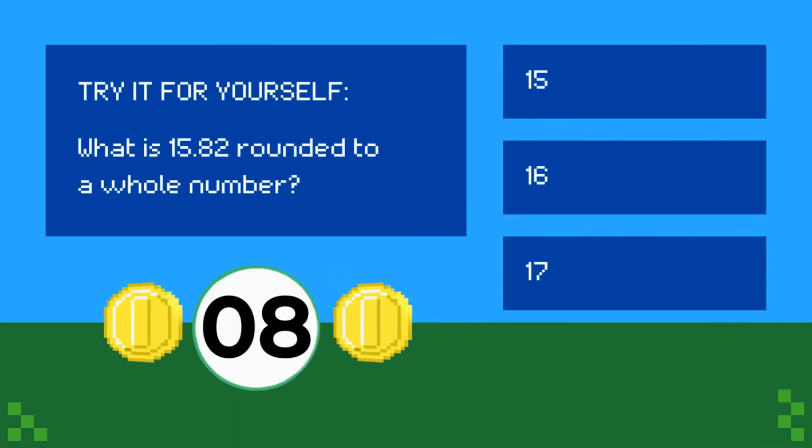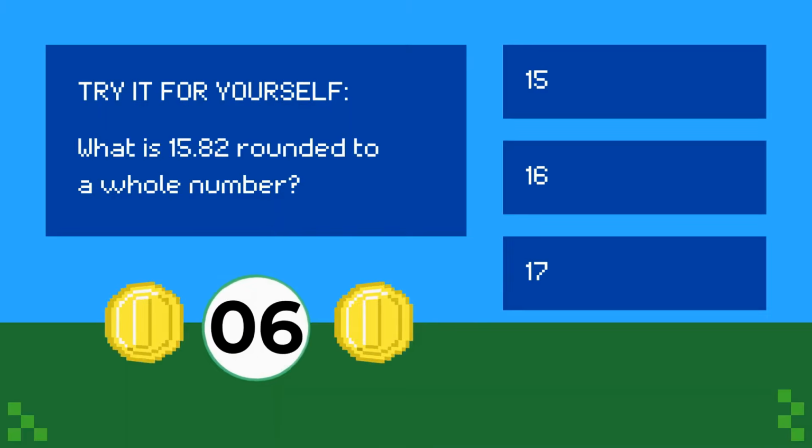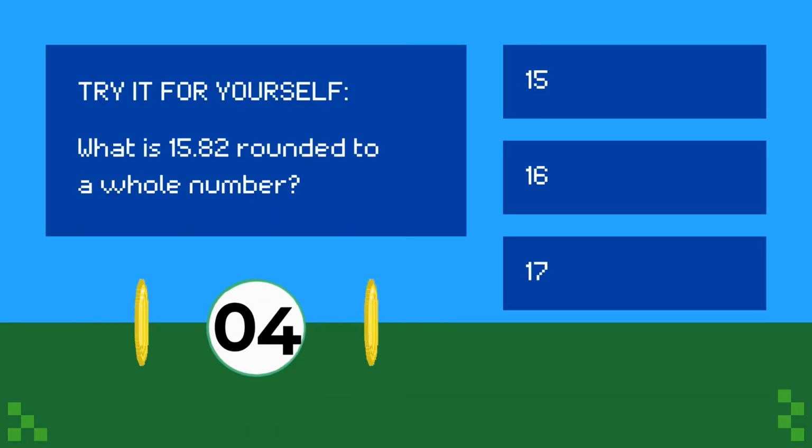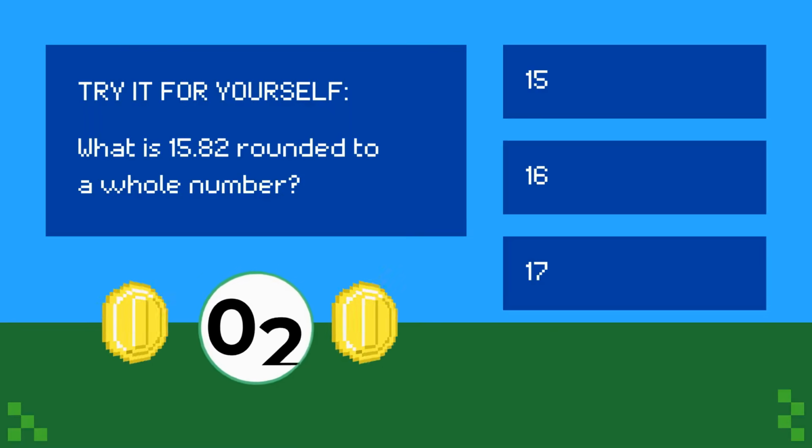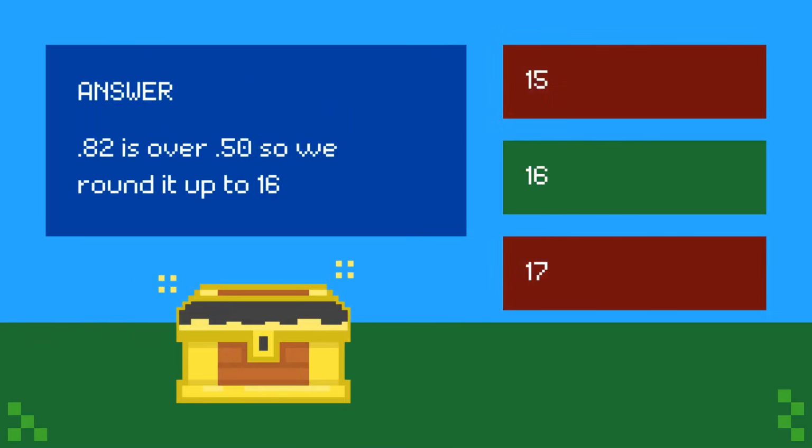What is 15 and 82 hundredths rounded to a whole number? 6, 5, 4, 3, 2, 1. The answer is 16. 82 hundredths is over 50 hundredths, so we have to round it up to 16. That's the answer.